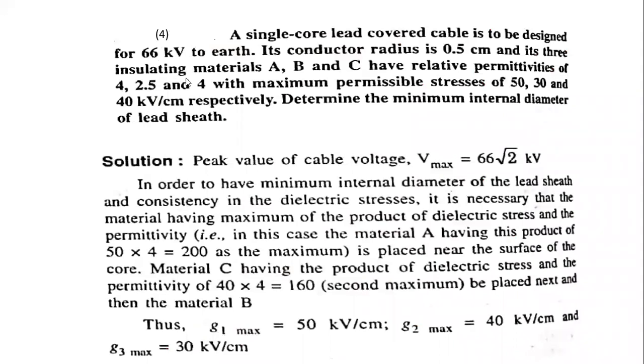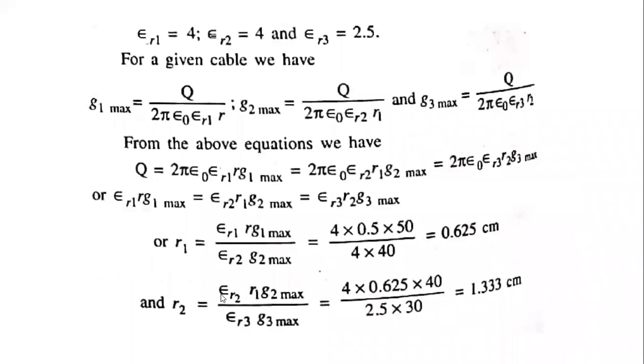Next, we are going to the fourth problem. A single core lead covered cable is to be designed for 66 kilovolts to the earth. Its conductor radius is 0.5 centimeters and it has three insulating materials, A, B, C, with relative permittivities of 4, 2.5 and 4 and maximum permissible stresses of 50, 30 and 40 kilovolts. Determine the minimum internal diameter of the lead sheath, that is R1 and R2.